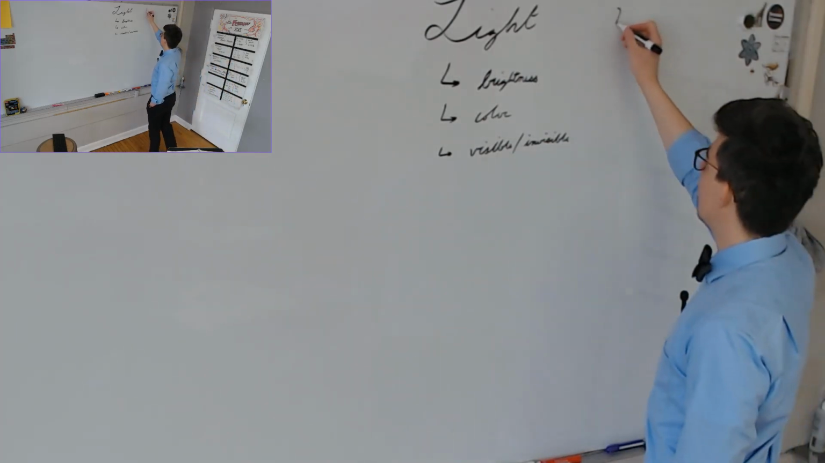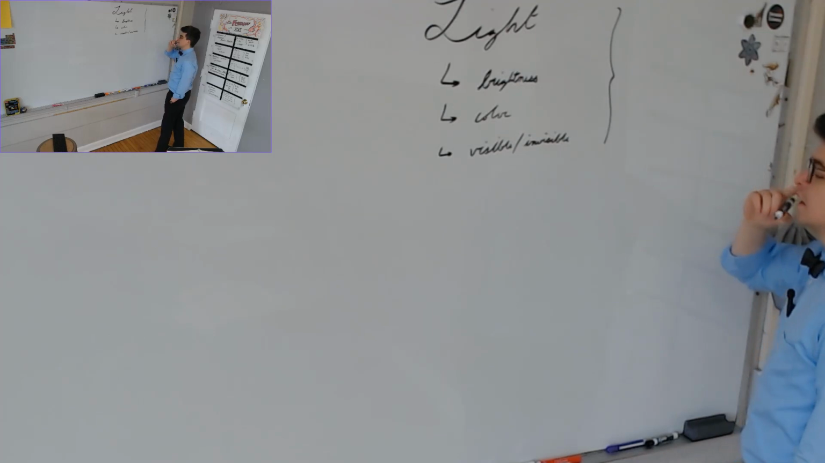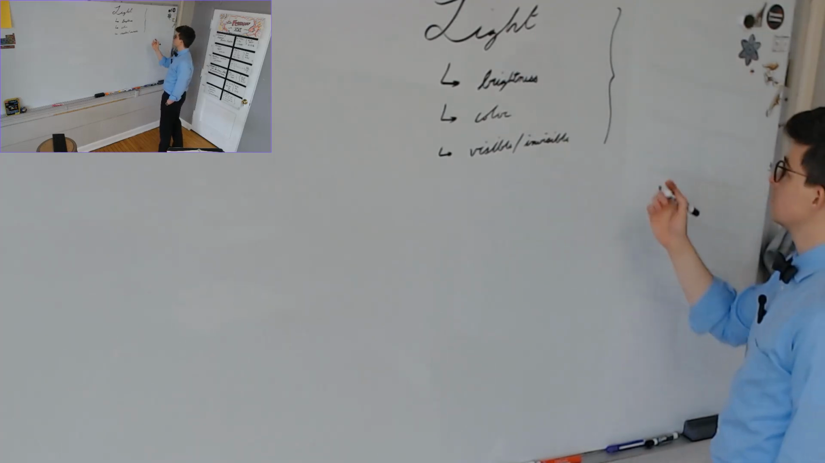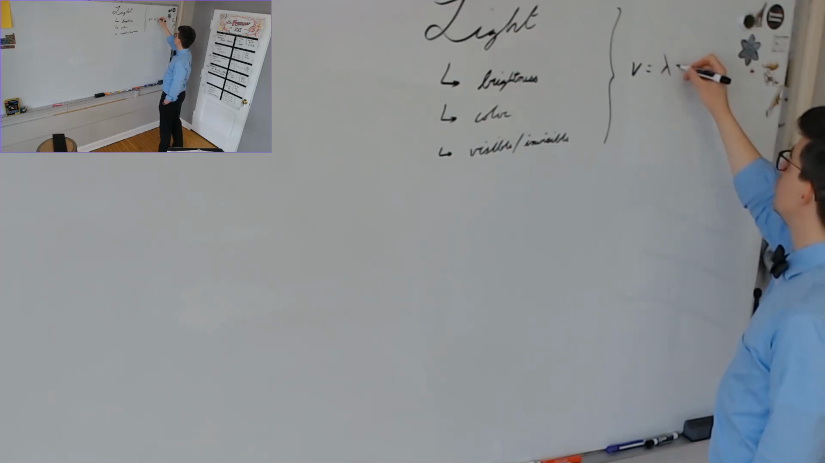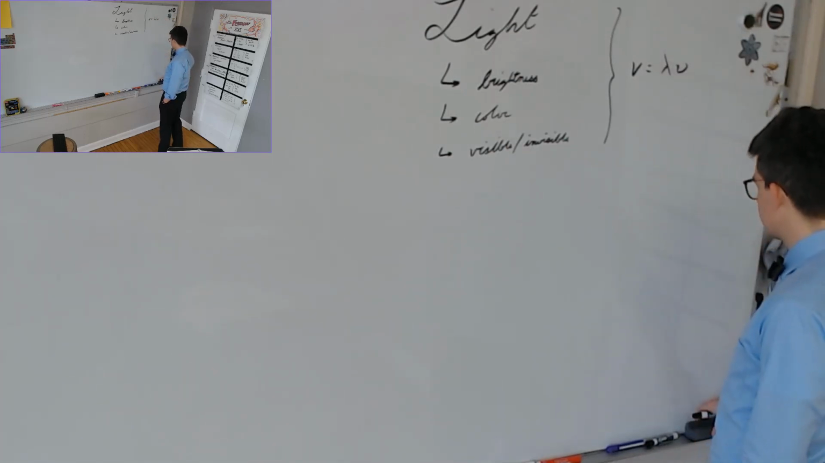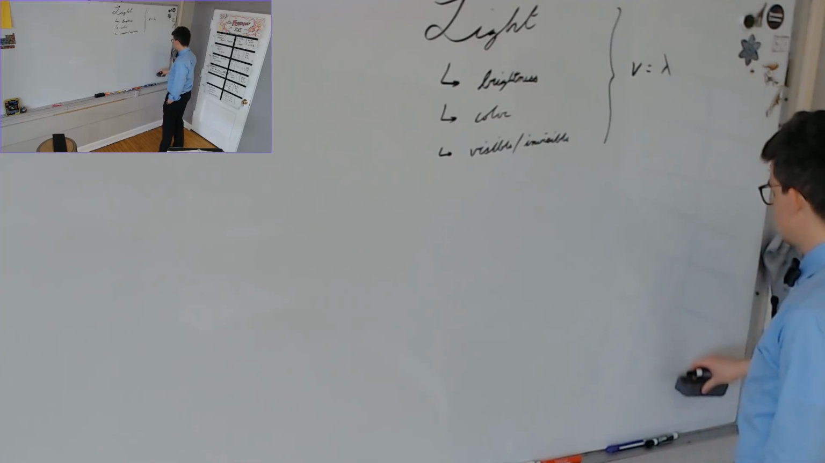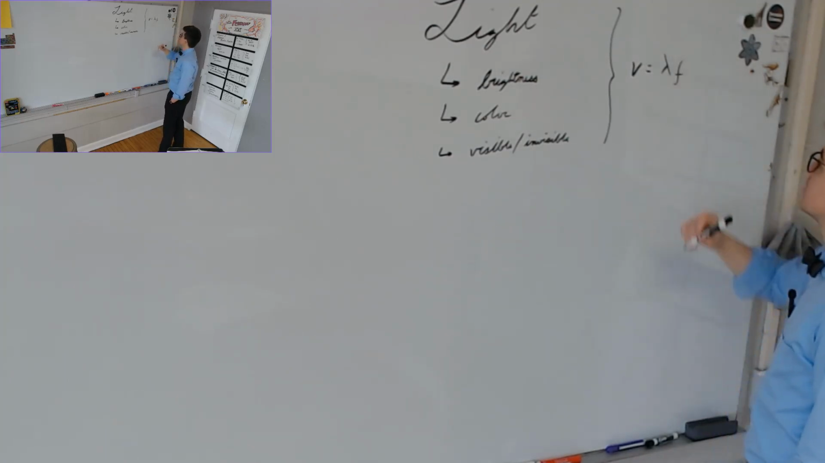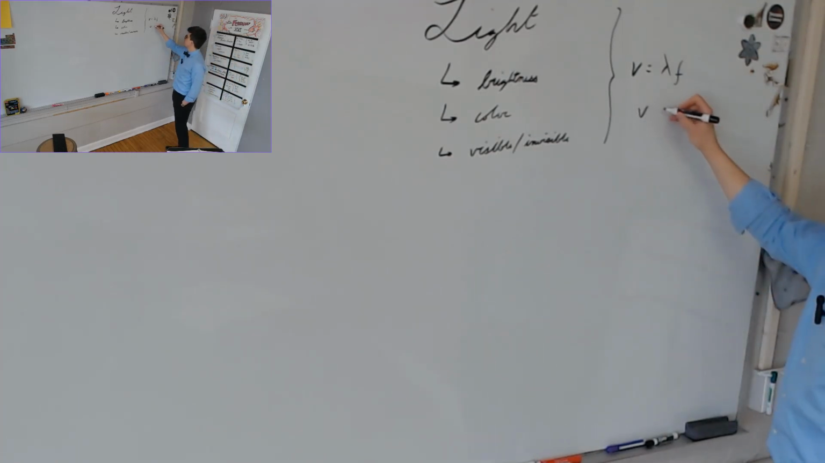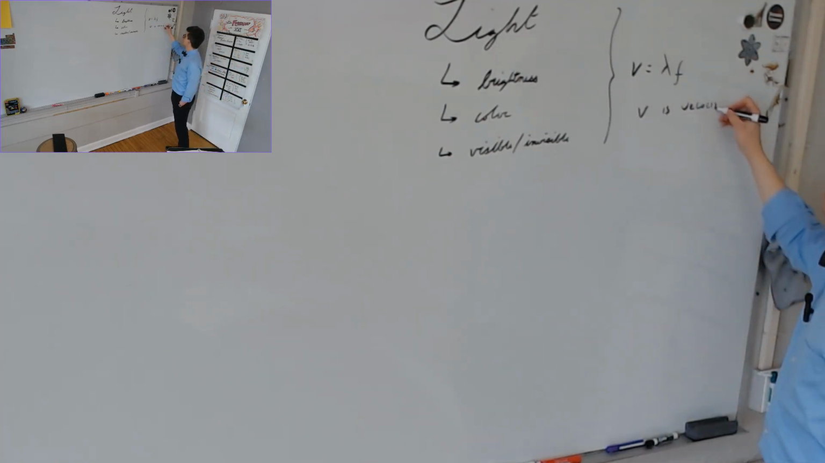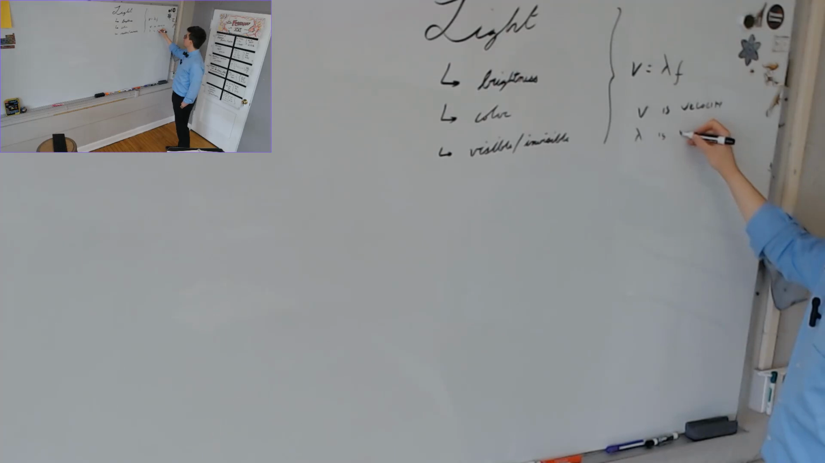But we do have a little math equation that helps us to relate the properties of waves in general to those of light. And that equation is V equals lambda nu, or I'll rewrite this as lambda f for you guys, because we did talk about frequency as f. So V equals lambda f. This is the general wave equation, where V is velocity, lambda is wavelength, and f is frequency.